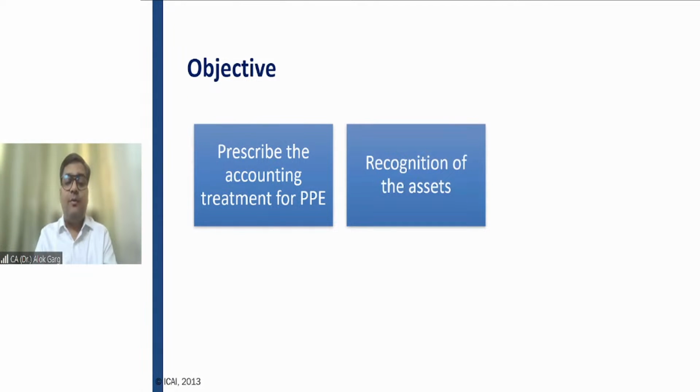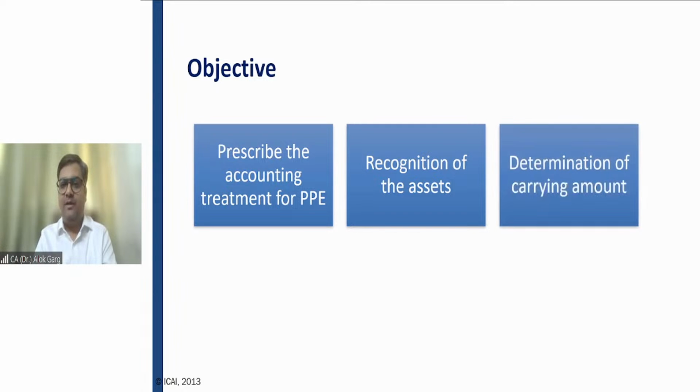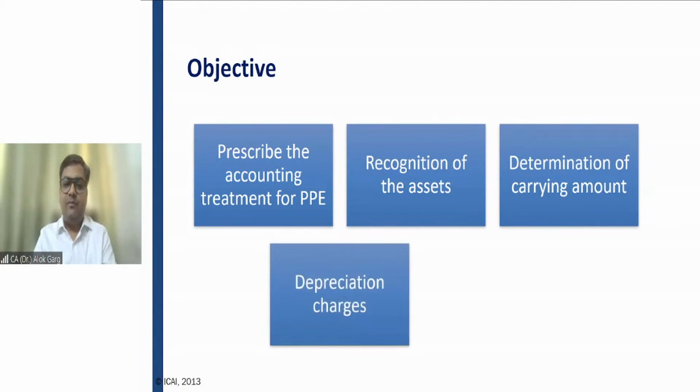Standard also provides a recognition of the assets. This standard provides when an item has to be recognized as property, plant, and equipment. This standard provides how you will calculate, how you will determine the carrying amount. Carrying amount means net block. The carrying amount means the amount at which the PPE is carried in your balance sheet.